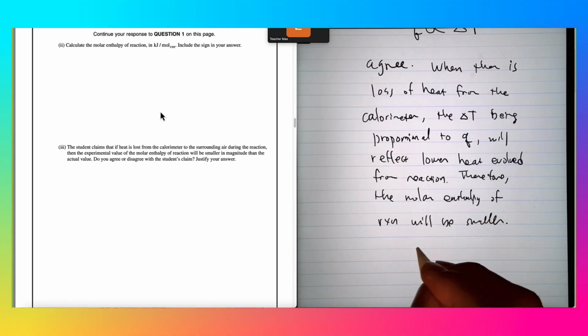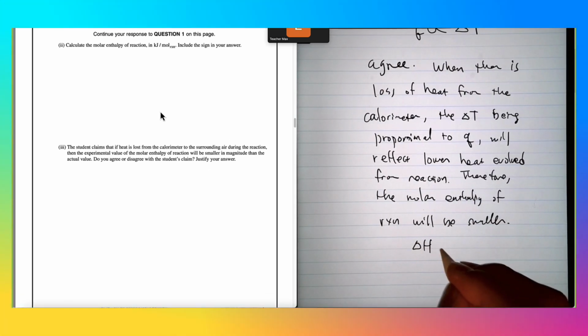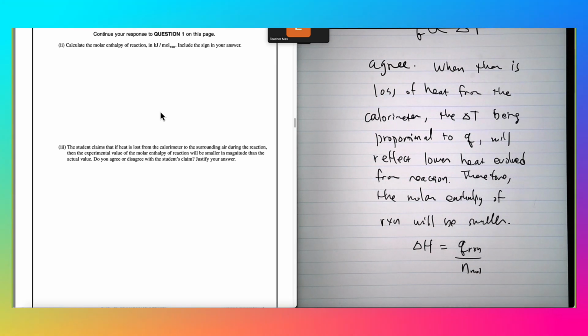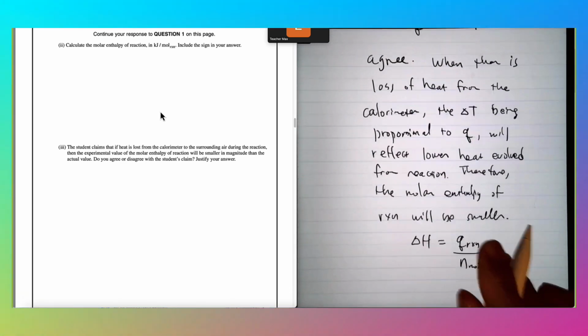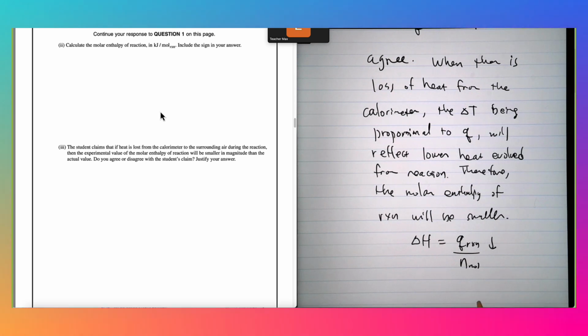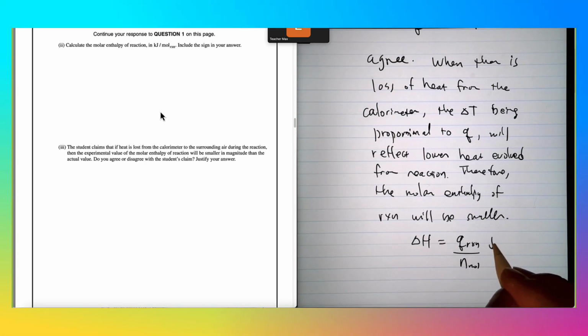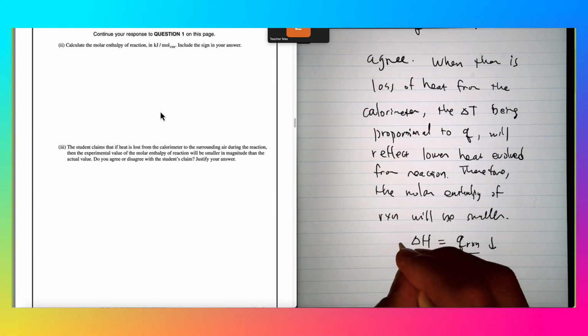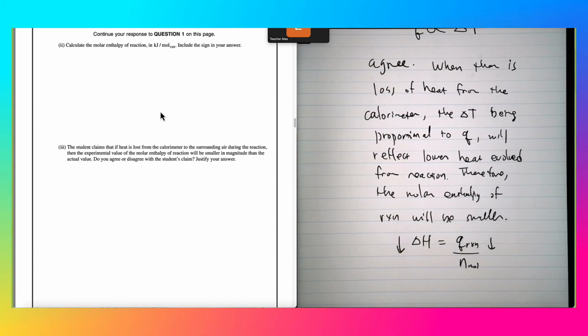We saw earlier already that delta H equals Q of reaction over n of moles. The number of moles doesn't change, but the Q will be lower. When Q is lower because the temperature change is less, the molar enthalpy by proportion should also decrease, and somewhere along the line you have to describe it that way.